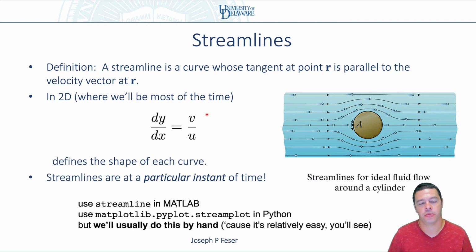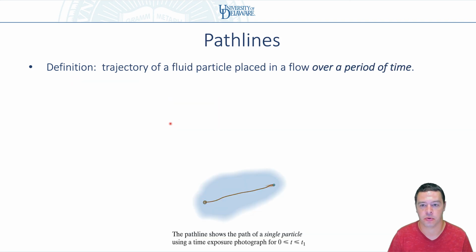Again, there are commands to generate streamlines in the 2 languages that are most commonly used by engineers. In MATLAB, that is called streamline, and in Python, it's inside matplotlib pyplot, and it's called, I think, streamplot. Those will generate perfectly nice graphs, but we probably won't need them in this class, though I may ask you to do an example of a more complicated flow computationally. In this class, we'll probably just do this by hand. As I'll show you, solving this equation for most common flow patterns is not too hard. So we'll just do that by hand.